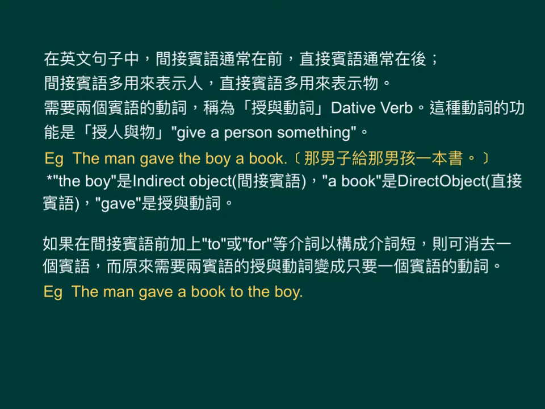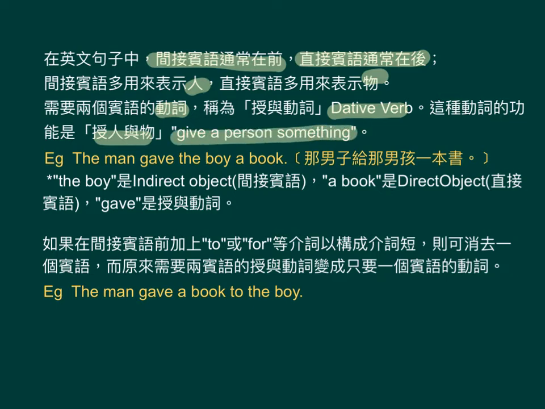喺英文句子入面,間接賓語通常喺前面,直接賓語通常喺後面。間接賓語都係用嚟表示人,直接賓語多數用嚟表示物。需要兩個賓語嘅動詞稱為授語動詞 dative verb。呢一種動詞嘅功能係授人與物。Give a person something. For example, the man gave the boy a book.